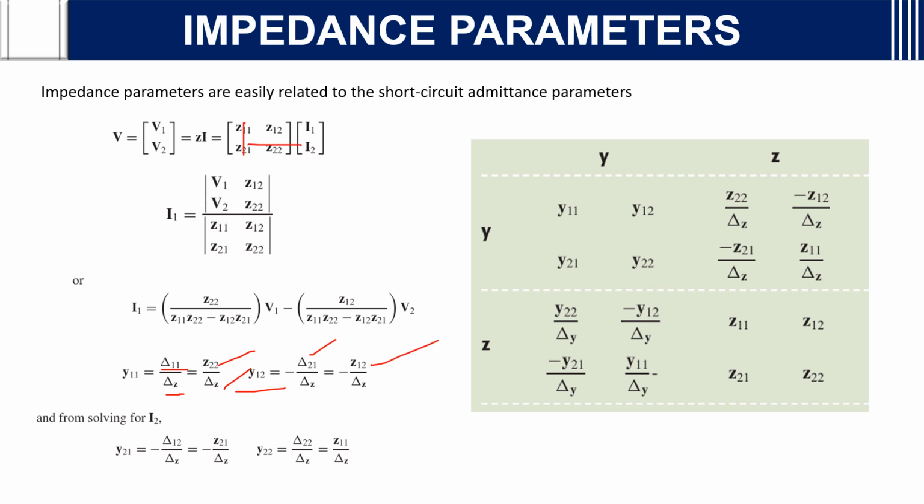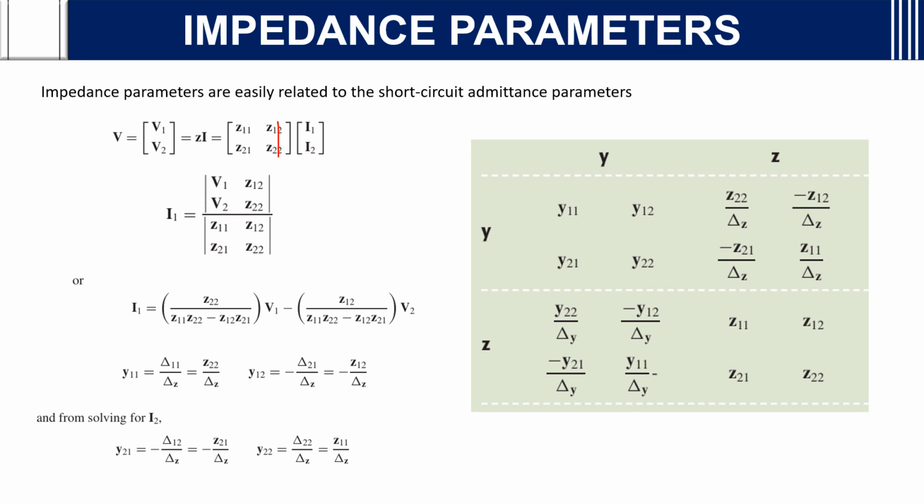In the same way, we will see Y21. Y21 is minus delta 12 by delta Z, that is equals to first row, second column needs to be removed. First row and second column. Nothing but minus Z21 by delta Z. Y22 means what? Delta 22 by delta Z. Second row, second column needs to be removed. So you will get Z11 by delta Z.